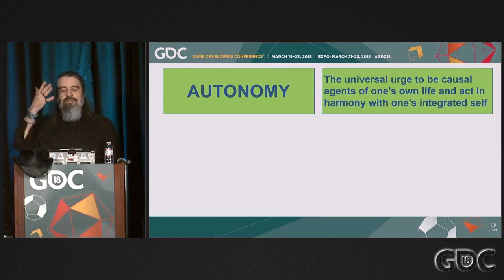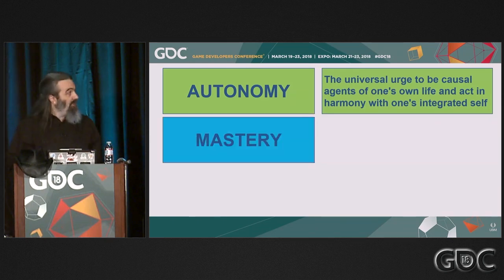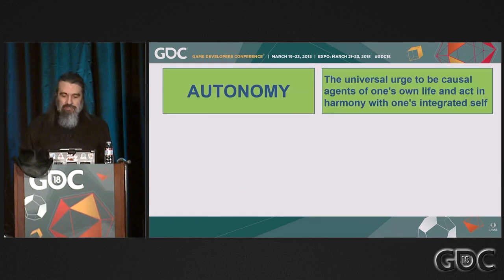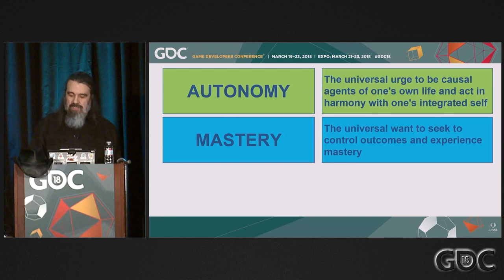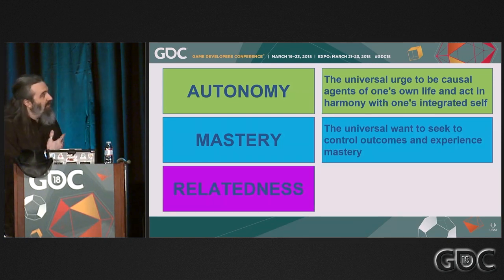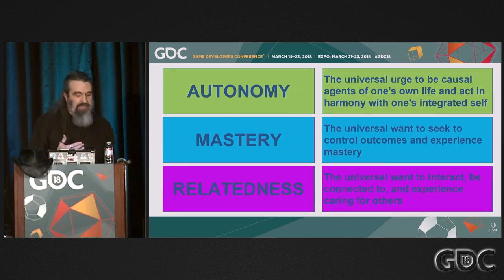Autonomy is the universal urge to be causal agents of one's own life, which means I like to make choices and see those choices reflected in the world. Mastery is the universal seek to control outcomes and experience.